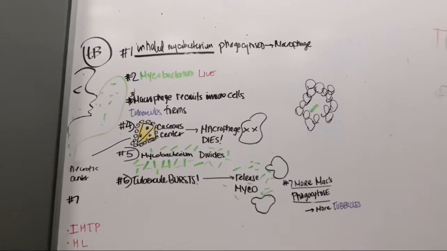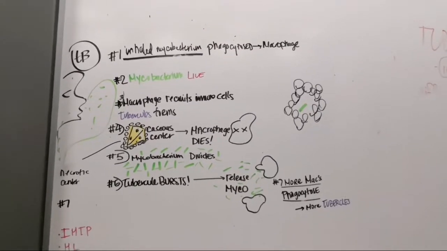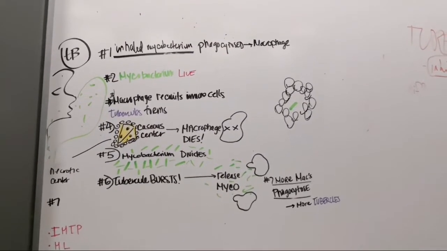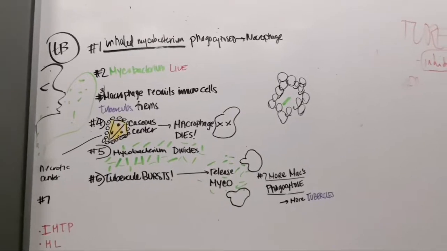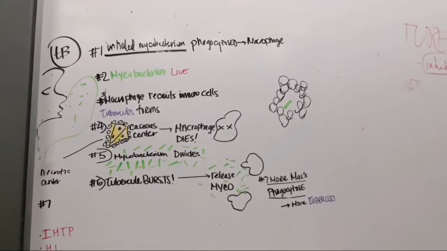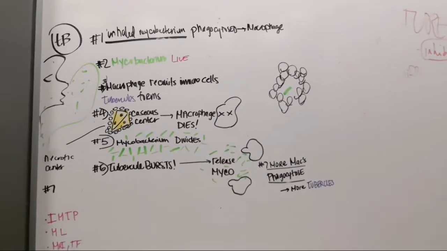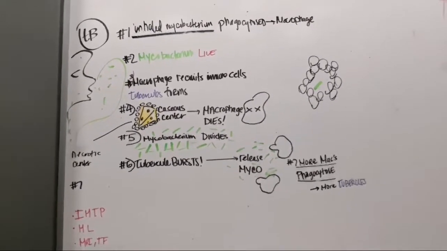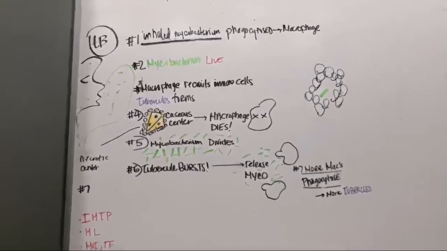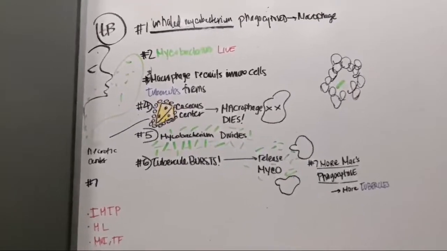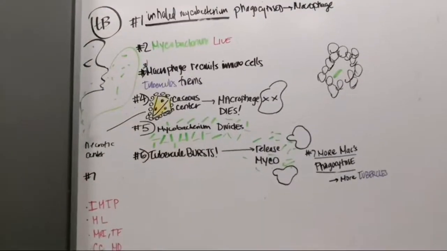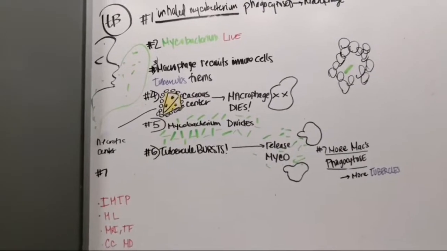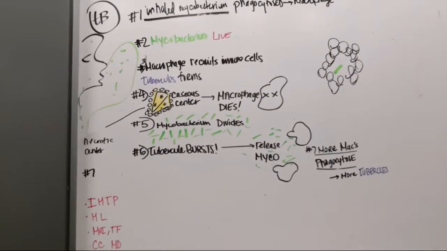And that's TB. So again, one, inhale mycobacterium, phagocytose, and then the macrophage will come and gobble it up. Then two, mycobacterium will survive inside the macrophage. Then three, the macrophage will recruit immune cells. And then tubercles will form.